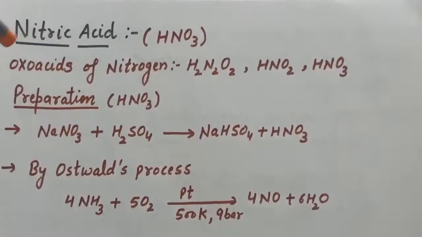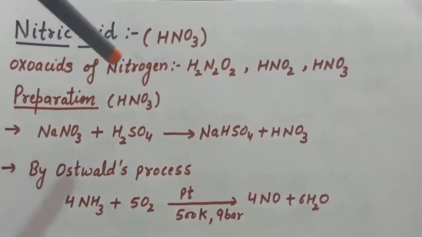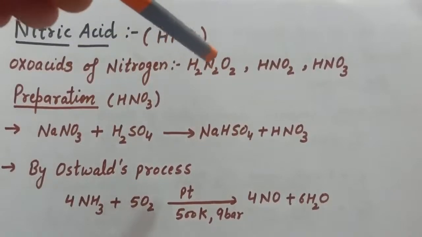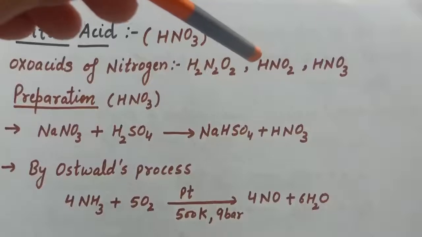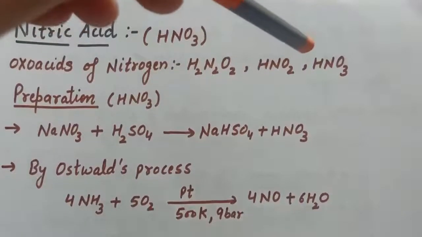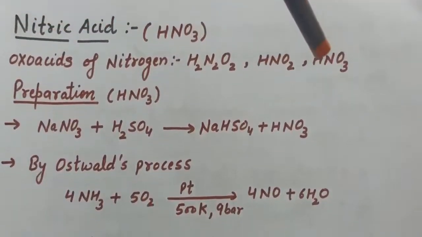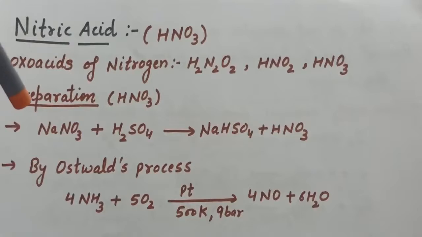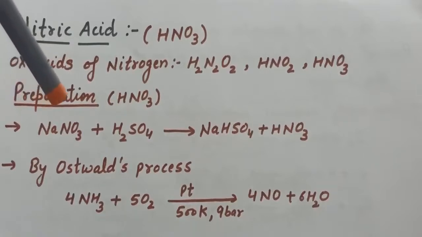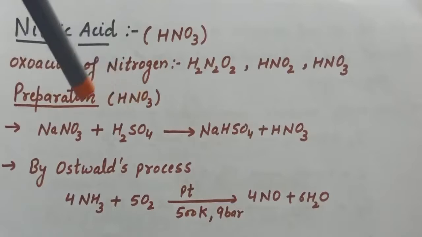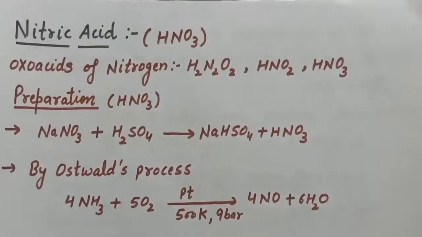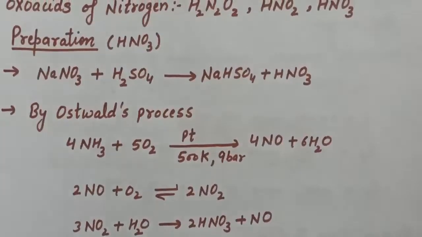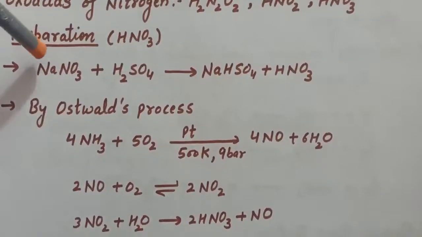So we have different oxo acids of nitrogen, that is H2N2O2, HNO2 nitrous acid, HNO3 nitric acid, and this HNO3 is the most important oxo acid of nitrogen. First of all we will discuss the preparation of nitric acid, and after that we will discuss the properties of nitric acid. So first preparation is in laboratory.